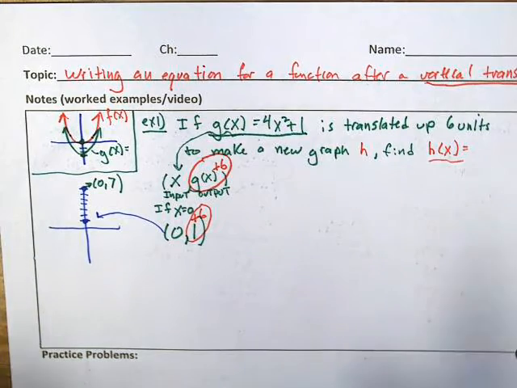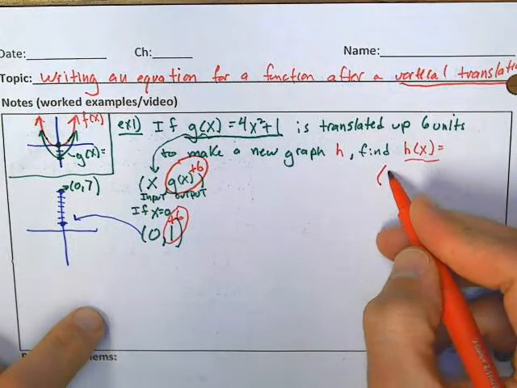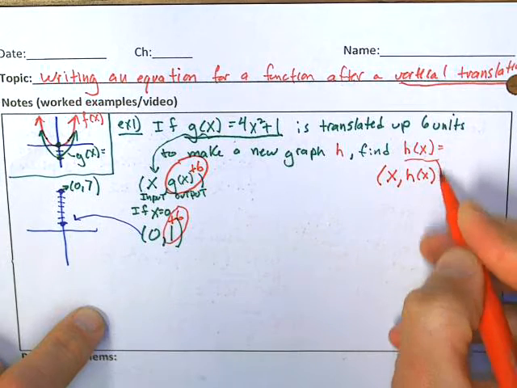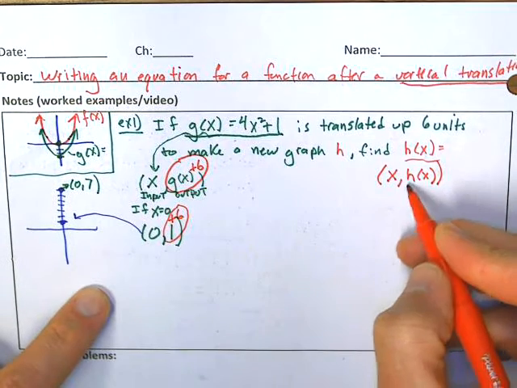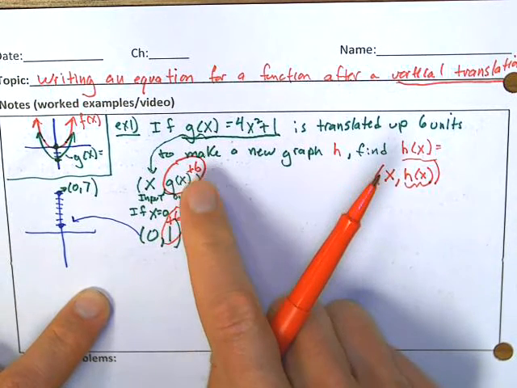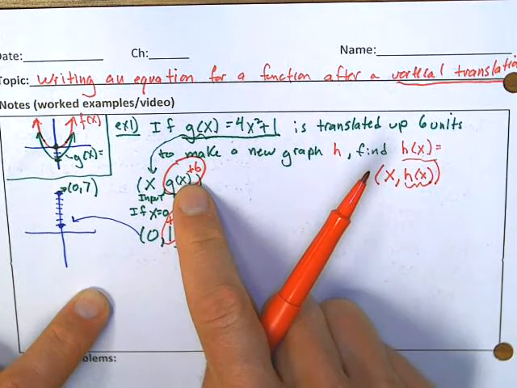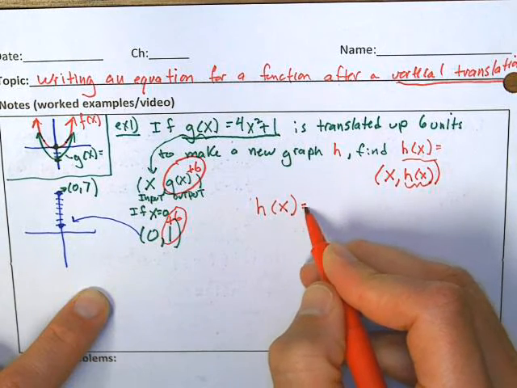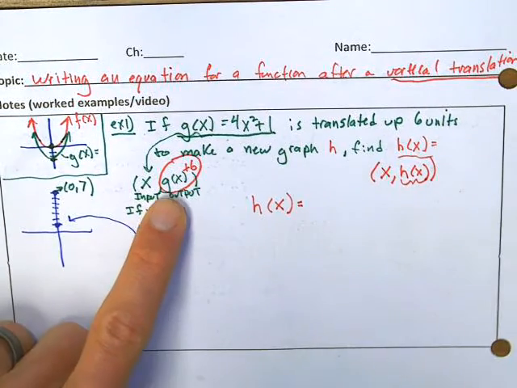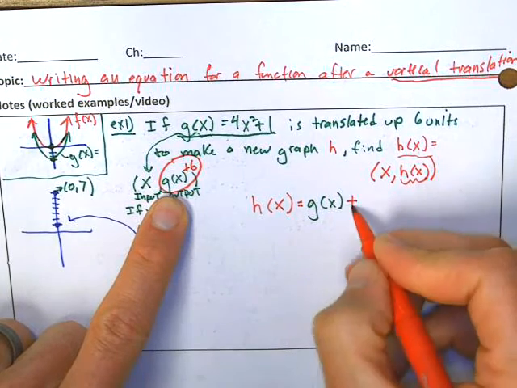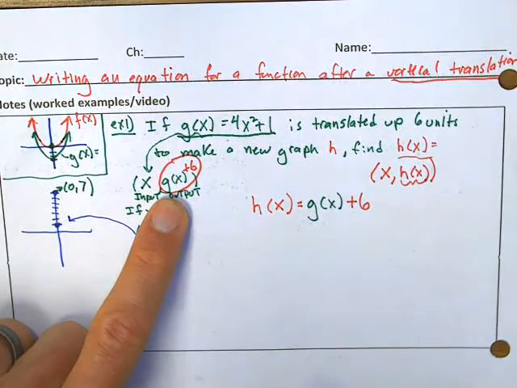So if I want to find this new function h of x, think: h of x also is going to have inputs for x, and the outputs for this new function are h of x. So the inputs are the same, but the outputs for h of x are the same as g of x, add 6. All we want to do is add 6 to the g of x values. So to find your new function for h of x, that's simply going to be the original g of x, but we want to shift that up, so we add 6 to it. So we take g of x and we add 6.